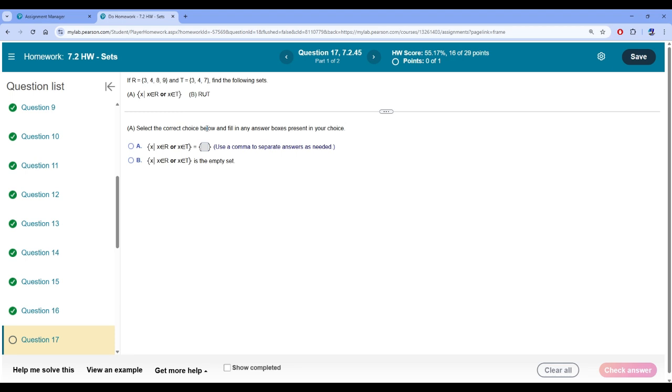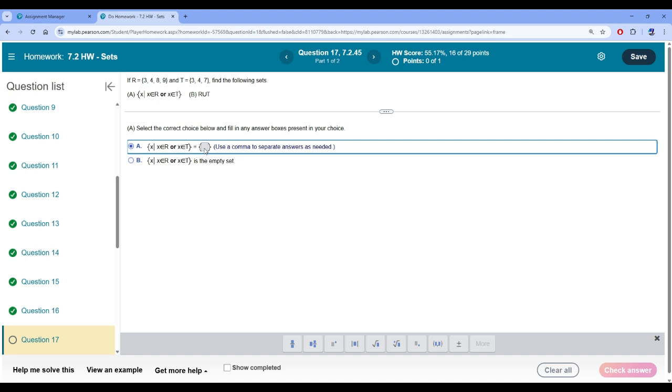Select the correct choice below and fill in the correct answers. So x is an element of R or x is an element of T. RT, so we're going to write all of them out. I think you guys kind of get this, right? It's trying to get the hang of it. All you do is find the intersection.